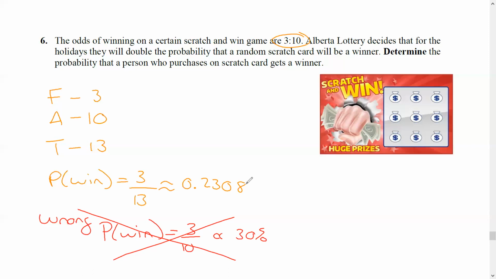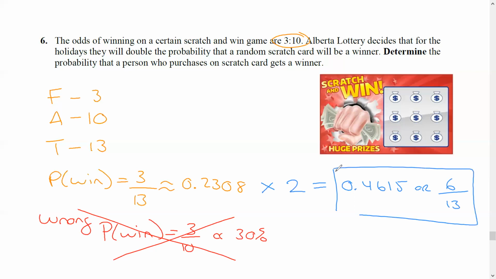So now, these super nice lottery people, there's never nice lottery people, so this would never happen, by the way, right? I've never heard this. So what they say is, they're going to double this. Well, if I'm going to double the chances that you win, I'm going to multiply this by 2. So I get 0.4615, or I would actually prefer 6 over 13. Okay, that is my new probability.